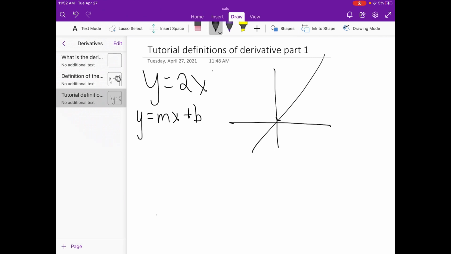Now recall, the equation of a line is y equals mx plus b. Comparing that to this, we see since it goes through the origin, b is equal to 0. But we have our slope m. Well, by taking the derivative with the definition of the derivative, what did we get? We got y prime is equal to 2. We just got the slope of the line.